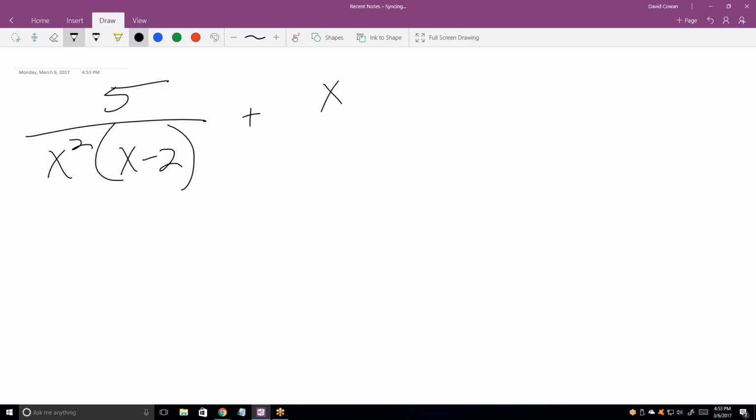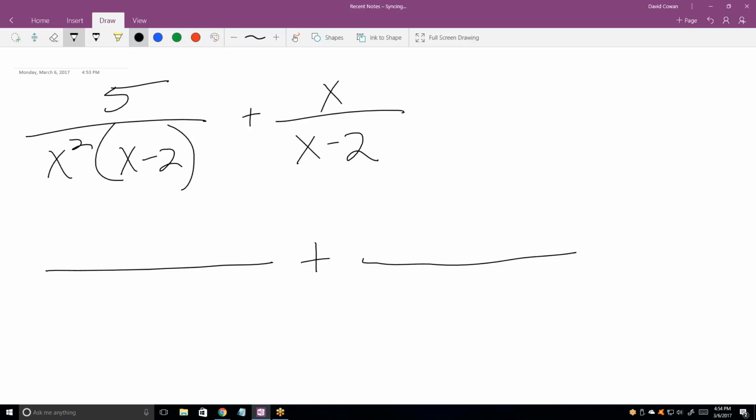Now this is a little different. That's why I wanted to do the other one first. Okay. So what is my least common denominator? x squared times x minus 2. Good. In other words, it's not always the product.